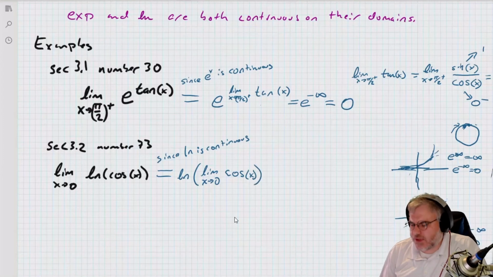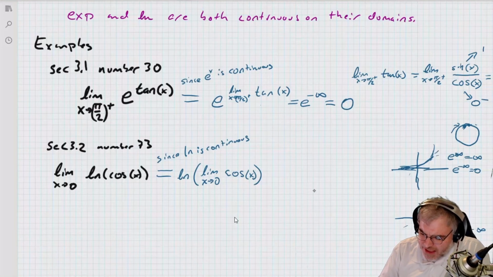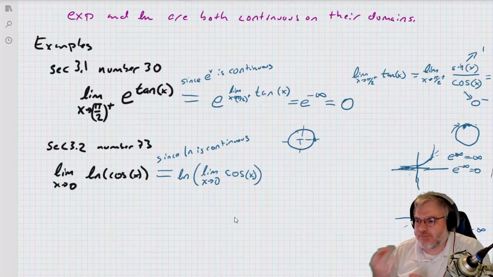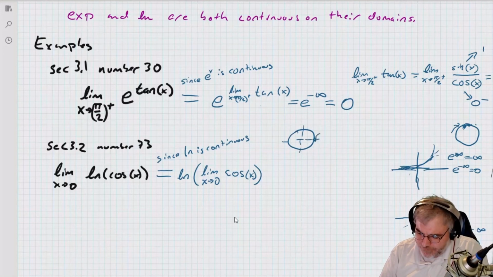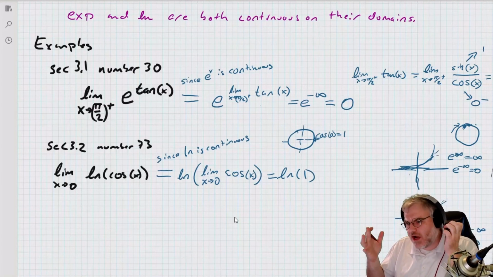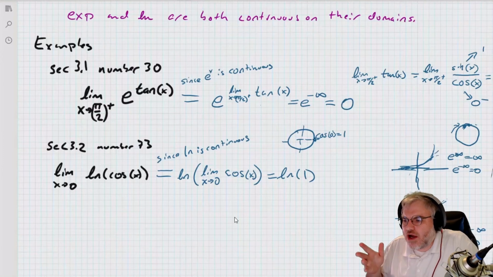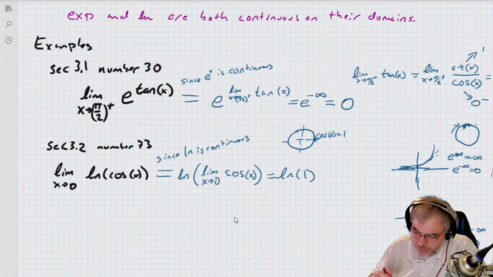Now, cosine is also a continuous function. It didn't need to be. All that had to happen was the limit here. But with cosine, if I throw my little unit circle over here, my eastiness at 0 is 1 in both directions. So this is going to equal the natural log of 1. Which of course begs the question, what is the natural log of 1? Well, the log of anything, with any base greater than 1, of 1 is 0.